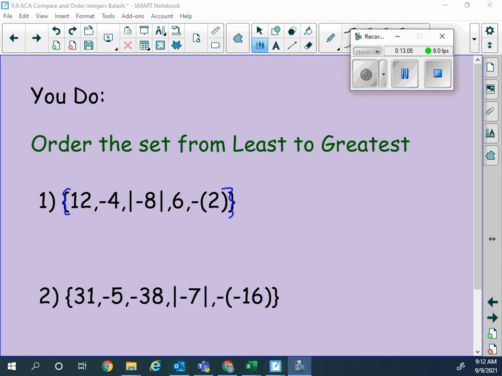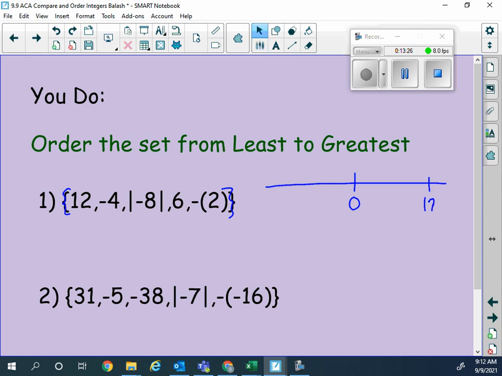I'm going to do this 2 different ways since there are 2 different methods. The first one, I am going to use a number line, and this is a very basic, simple number line. Notice I'm not putting all the numbers on it. Let's just start with the first one, 12. Tell me where 12 should go. Somewhere over here. That's 12. Now, -4. Tell me where it should go. To the left. Somewhere over here. -4. Got it.